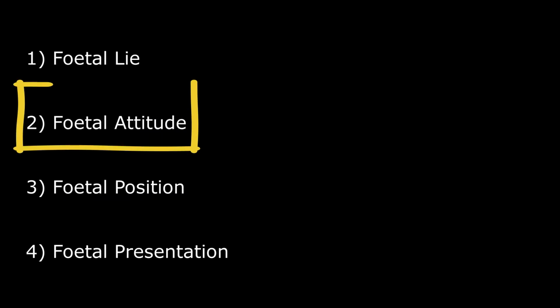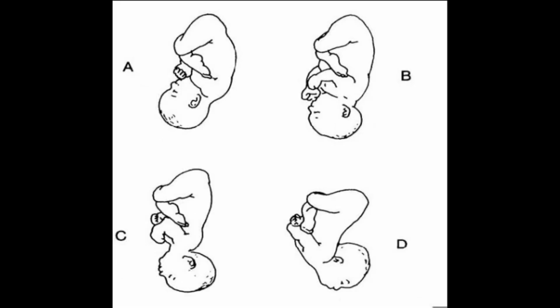Fetal attitude is the relation of the different parts of the fetus to one another. The universal attitude is flexion. As you can see in A, there is deflection. In D, there is extension of the head and the back. So you can have flexion, deflection, and extension.